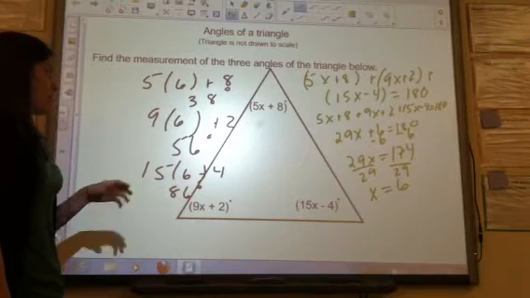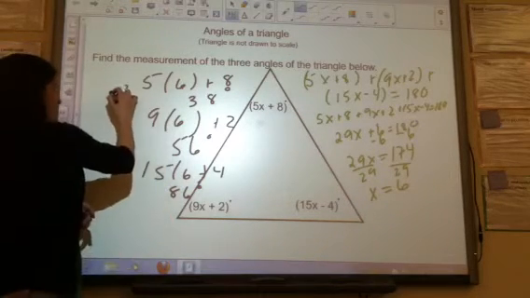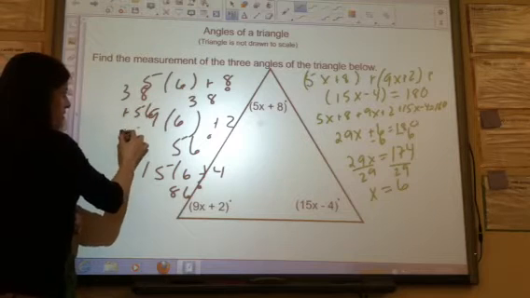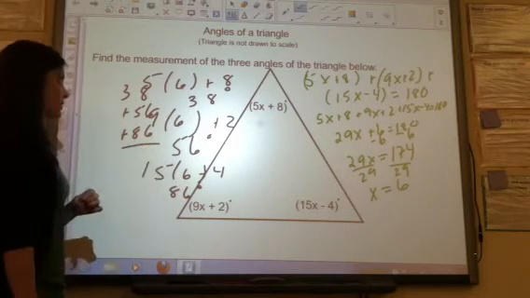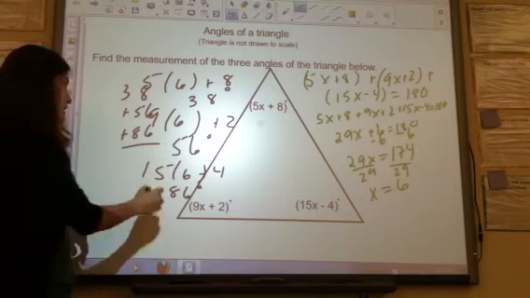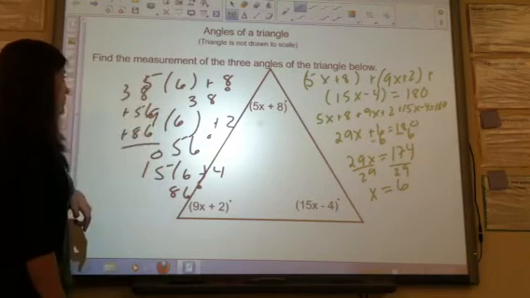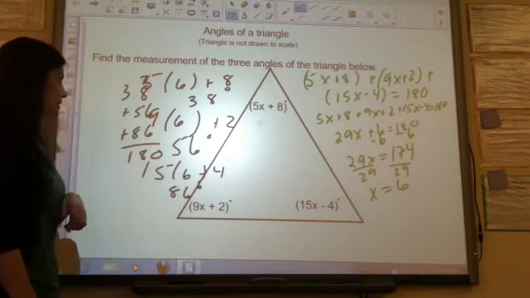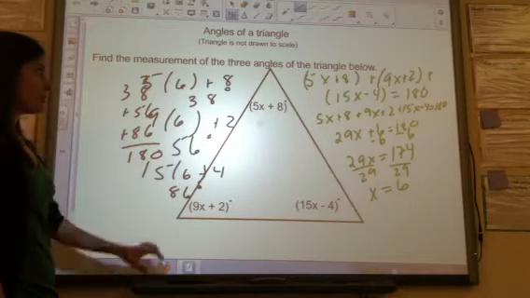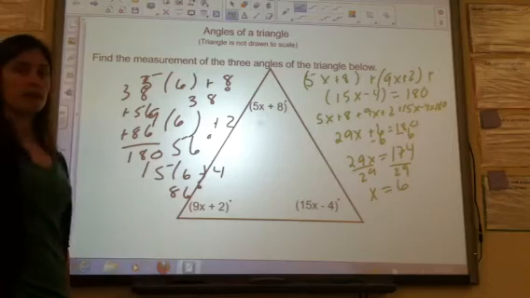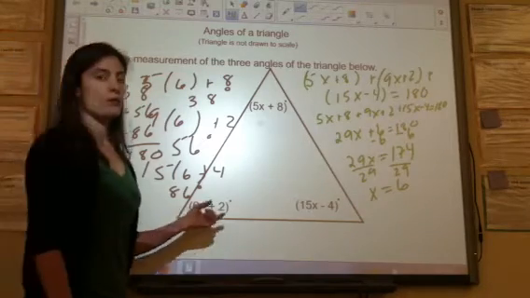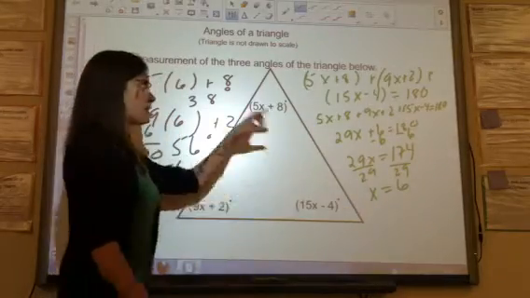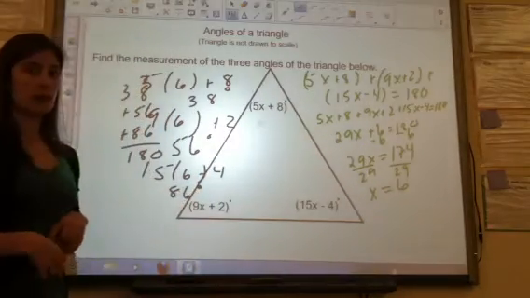And in the end, I'm always going to make sure that I do a check. So I'm going to do 38 plus 56 plus 86, and I'm going to make sure that that adds up to 180 degrees. And that's carry my 2, and it equals 180 degrees. So remember that when you set up equations to find the angle measures of the interior, the inside of the triangle, they add up to 180 degrees.